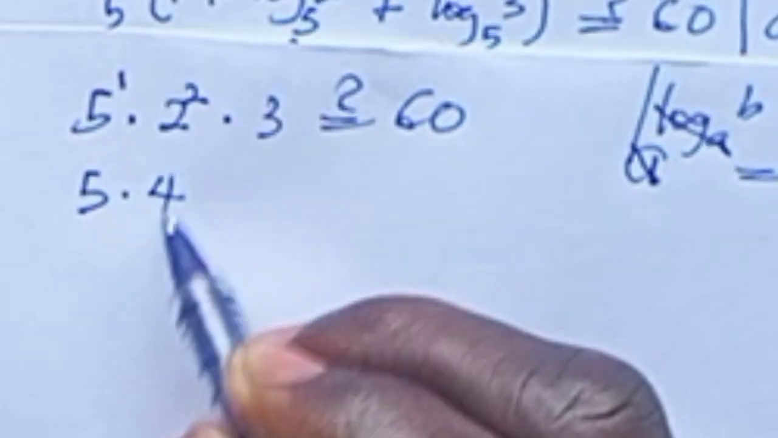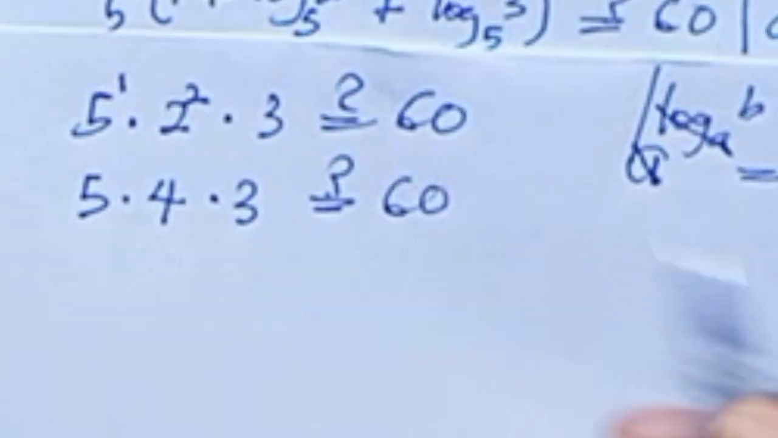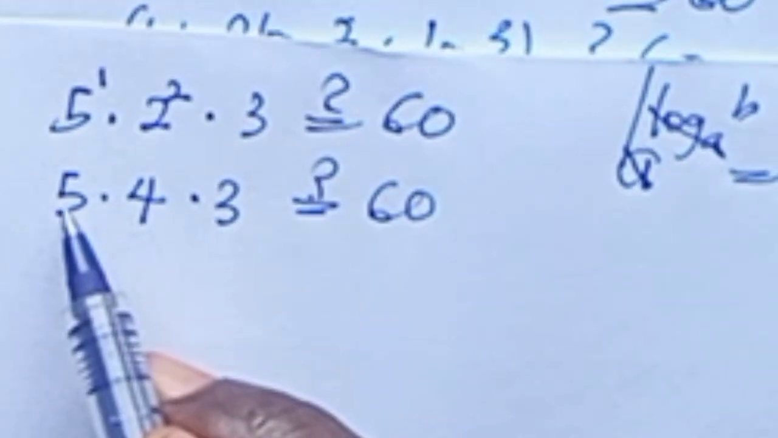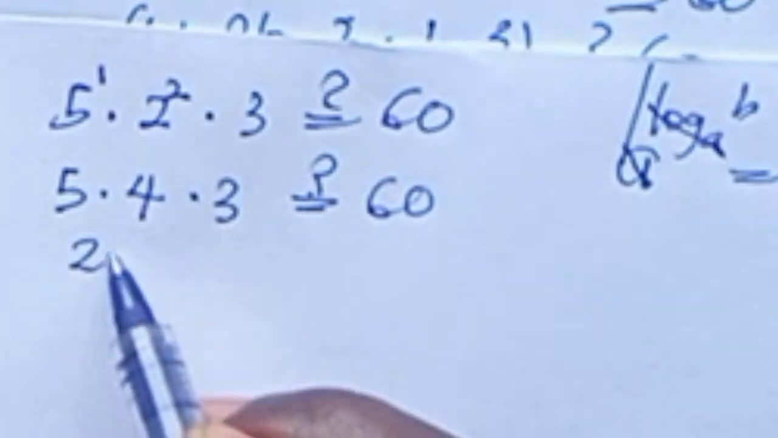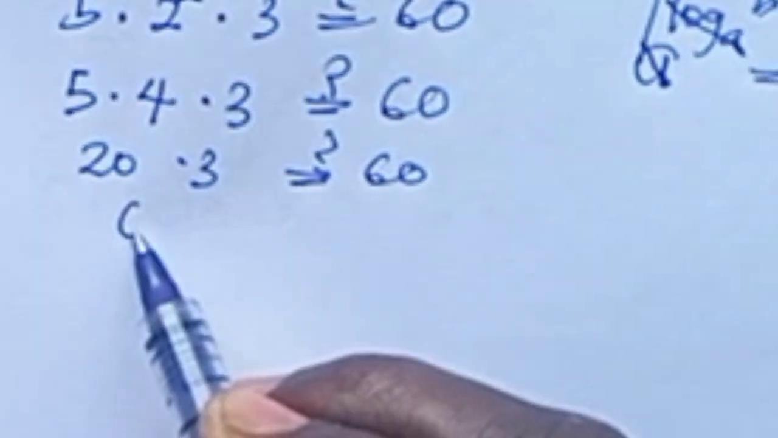If you do this very well, we're going to have 5 times 4 times 3. We want to show if it's equal to 60. And here, 5 times 4, that is 20, times 3. Can this be equal to 60? 20 times 3, that is 60. It is actually equal to 60.